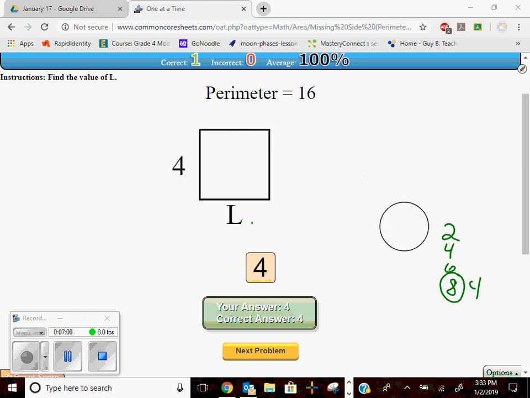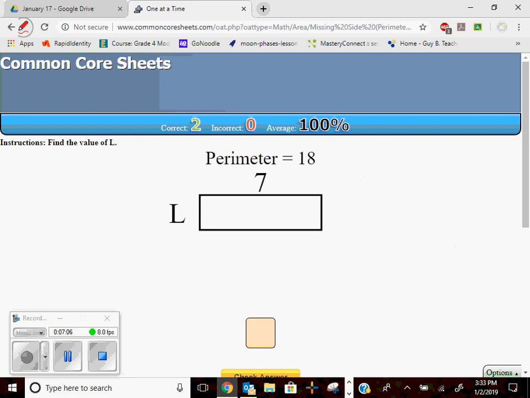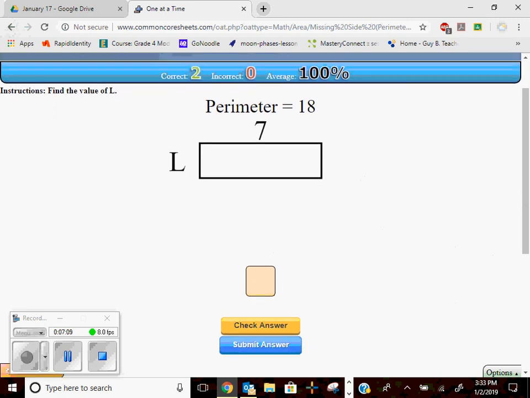All right, let's do a couple more. All right, so now this one, the perimeter is 18. So when we add up all of our sides, it's going to give us that 18. That's what we're looking for, is what are our sides. We'll start by labeling what you know. This side is 7, so if that side's 7, then this side must be 7 as well.